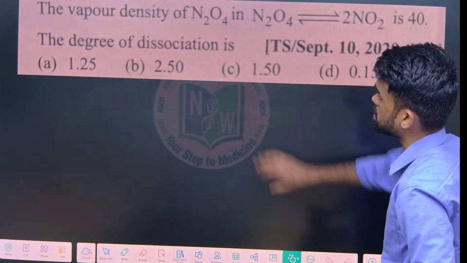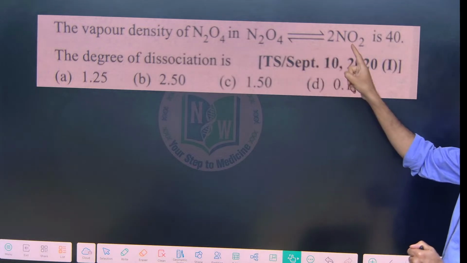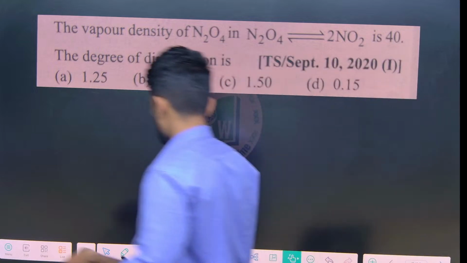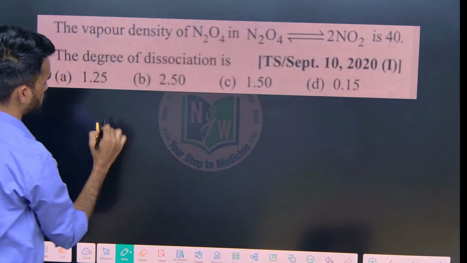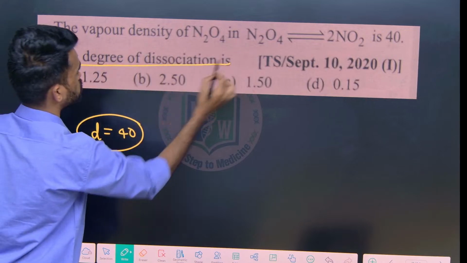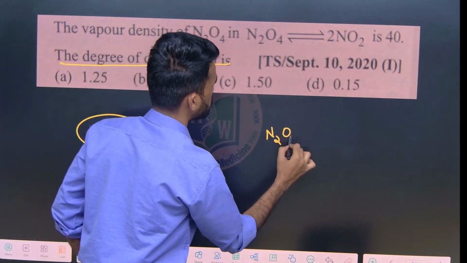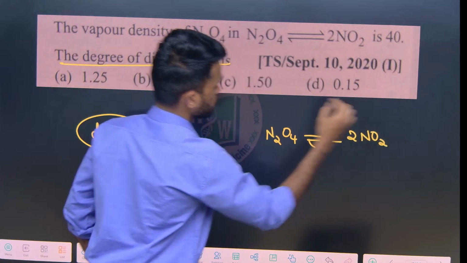Yeah, so they are saying the vapor density of N2O4, which is decomposing to give 2NO2, is 40. So what is this vapor density? The vapor density during the dissociation, we got it as 40. Now they are asking the degree of dissociation. See, it's very simple. Write the equation. N2O4 gives rise to 2NO2, right?